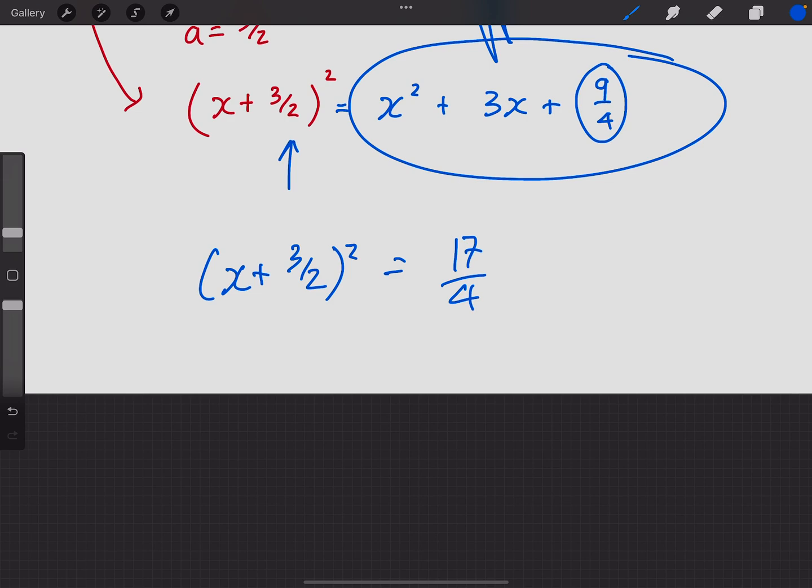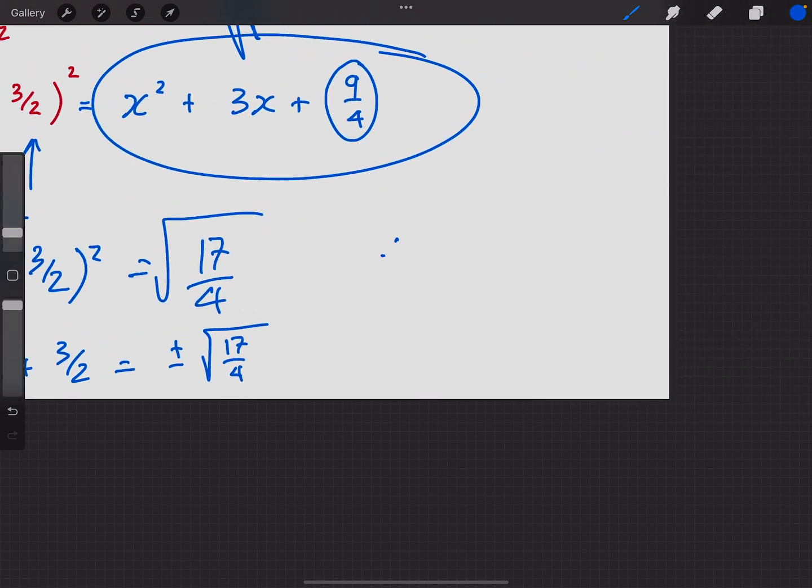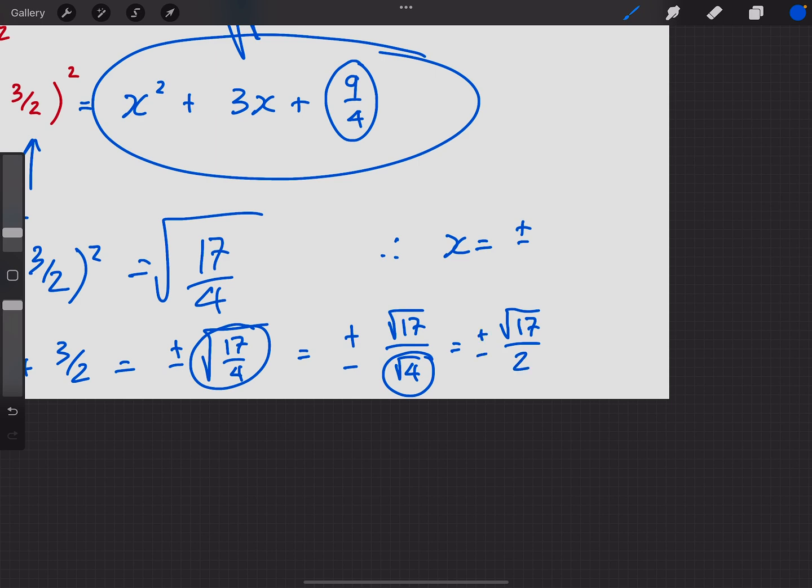Alright, now you can solve for x, square root both sides. X plus 3 on 2 is equal to plus minus the square root of 17 on 4. So therefore, x is equal to plus minus, now the square root of 17 on 4 can be written as plus minus the square root of 17 on the square root of 4. Now this just becomes 2, so this will be root 17 on 2. So therefore x is equal to plus minus square root of 17 on 2 and then minus 3 on 2.